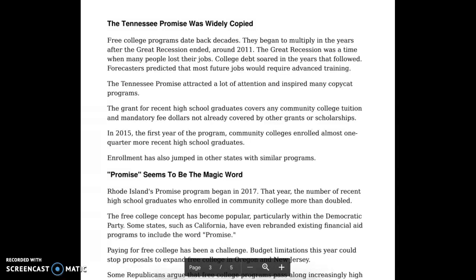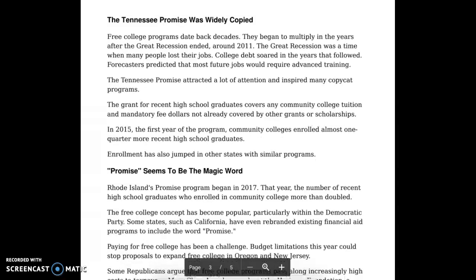The Great Recession was a time when many people lost their jobs. College debt soared in the years that followed. Forecasters predicted that most future jobs would require advanced training. The Tennessee Promise attracted a lot of attention and inspired many copycat programs.